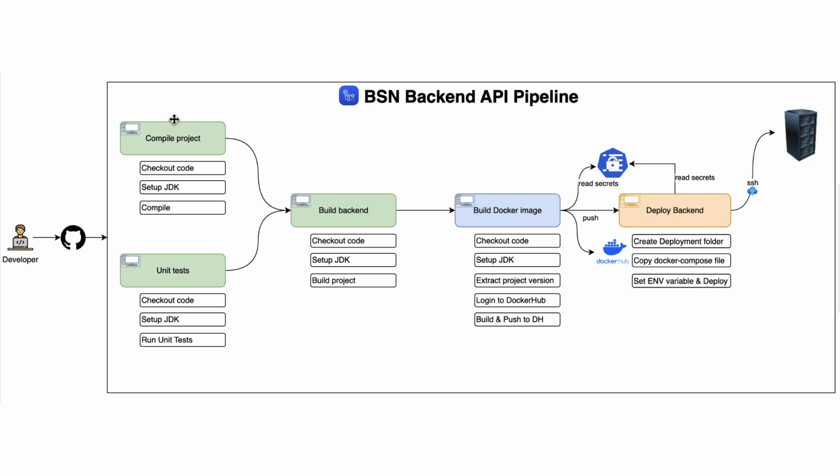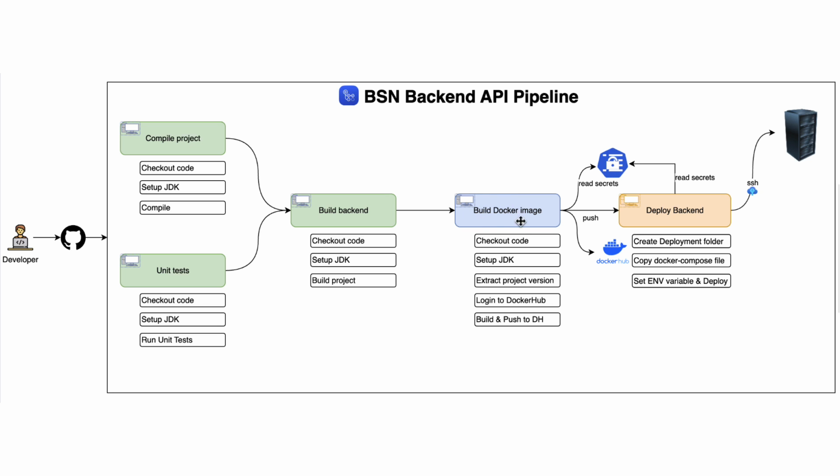Once these two jobs are done, we can move on to the build backend. Again, we need to check out the code, set up the JDK, and run the command Maven clean install or Maven clean package, so we have our application package ready to use. Once this is done, we can move on to the next job.